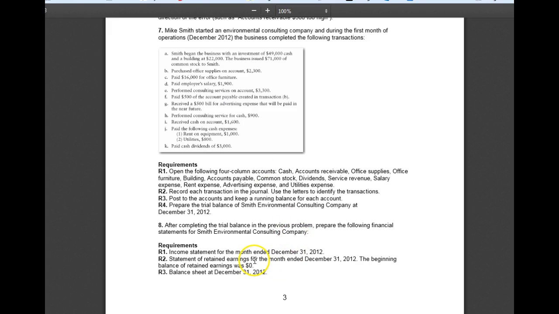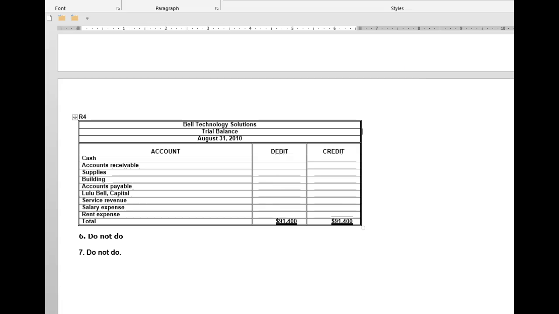What we're going to do is create an income statement, a statement of retained earnings, and a balance sheet for this. So, skip all the way to 8. Don't worry about the trial balance because that's in the template. And here we are. It says, do not do 6, do not do 7.